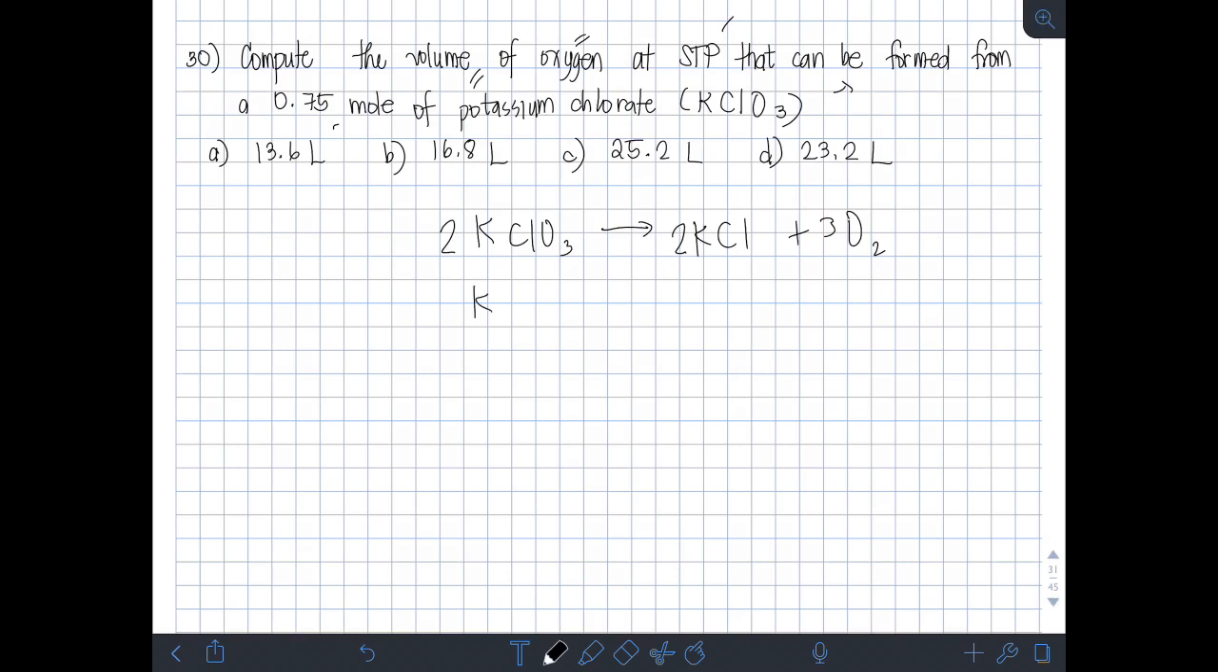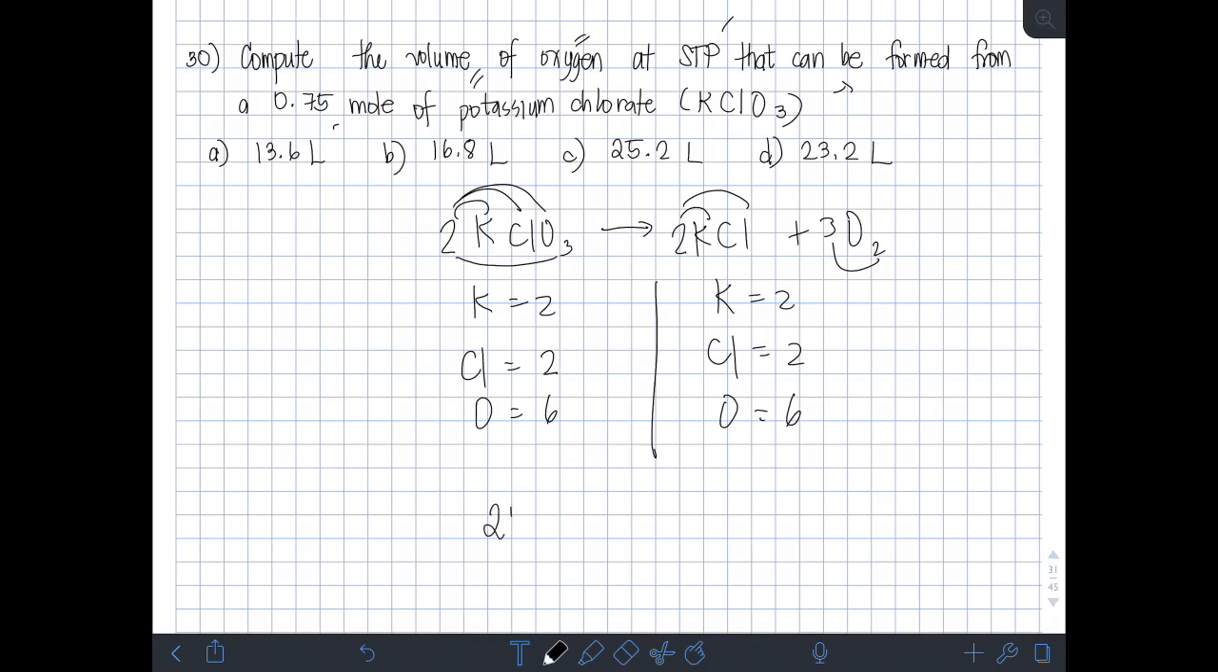So, sa potassium, meron tayong 2 sa kaliwa. Sa chlorine, meron tayo, so didistribute natin itong 2, right? 2, then sa oxygen, so distribute natin itong 2, so mamultiply yung 2 sa subscript nga na 3, so 6. Okay? Then dito sa kanan, meron tayong potassium 2, so distribute yung 2, yung chlorine 2 rin, and then sa oxygen, meron tayong 3 times 2, 6. So therefore, balance na. So meron tayong chemical reaction na 2KClO3 yielding 2KCl plus 3O2.